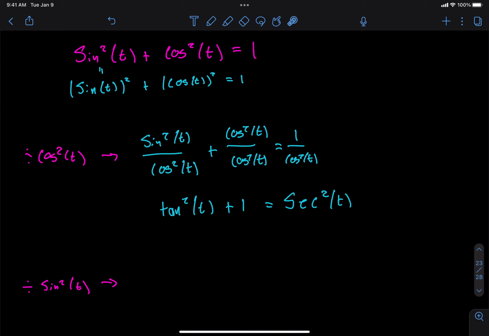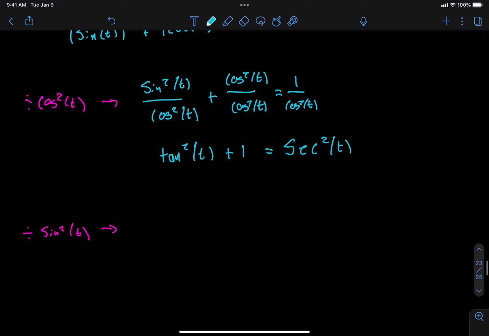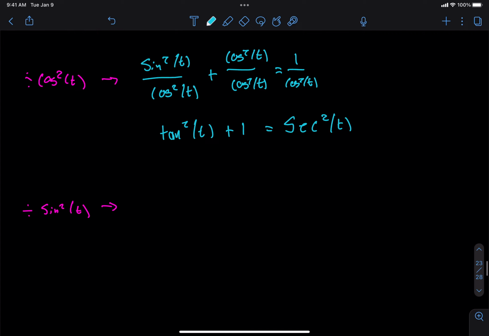Remember, the world is not as it should be. 1 over cosine is secant. 1 over sine is cosecant, okay? All right, so that's how we get one other Pythagorean identity. It relates the quantities tangent squared with 1 and secant squared.